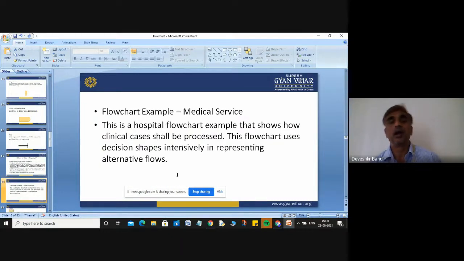And after discussing all the symbols of the flowchart, what a flowchart is, and what happens when you draw a flowchart, I will discuss some examples of flowcharts. Here I am taking some examples of your flowchart.